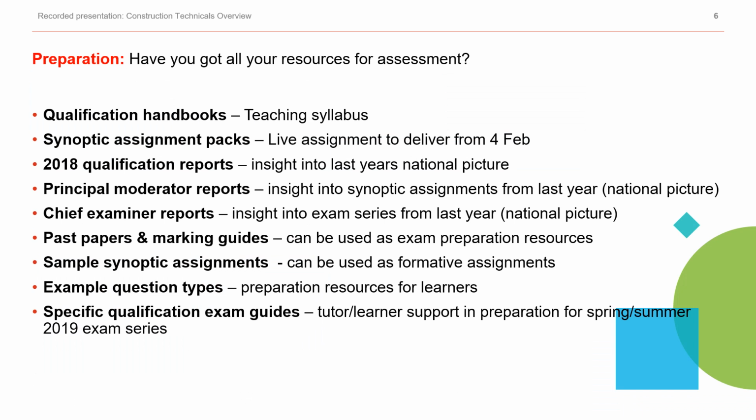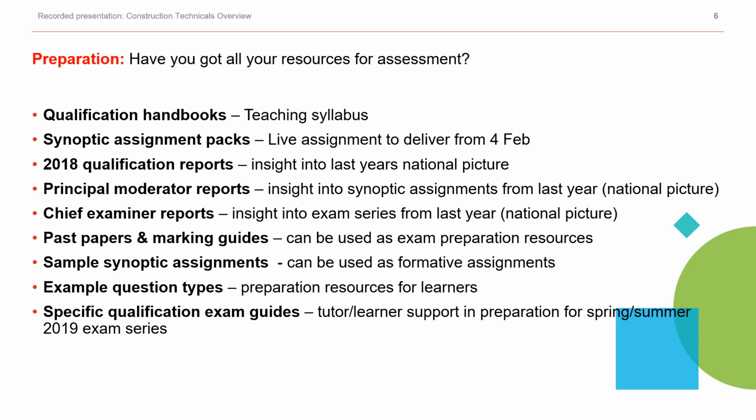To help you with this, we produced a host of material. We've got a qualification handbook, which is effectively the teacher's syllabus. We've got this year's synoptic assignment packs are available for you to have a look at. They're on the website now. We've also got a series of reports. As you can see there, we've got a 2018 qualification report, principal moderator's report, and chief examiner's report. These are all based on last year's exam and synoptics. They are an essential read.